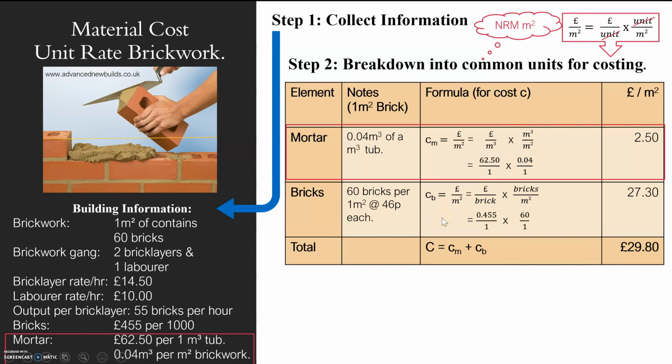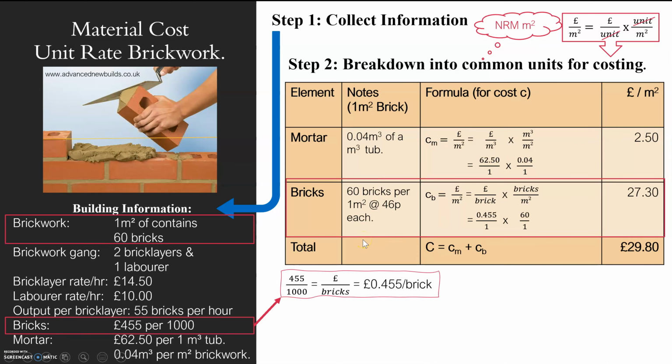Okay, same for bricks. When I look at bricks, I know that 1 metre squared is 60 bricks. That's 60 bricks per metre squared. So there you go, that's that bit there, okay. And then I also know it's £455 per 1,000 bricks. Can I narrow that down into pounds per brick, single brick? Well, actually, yes, I can. I just divide them together.